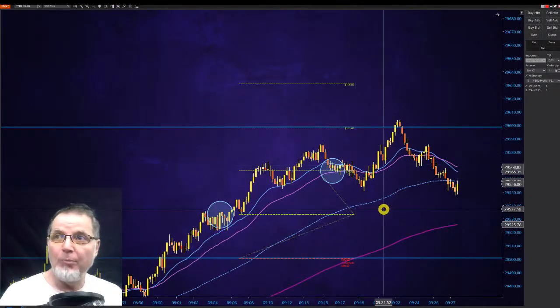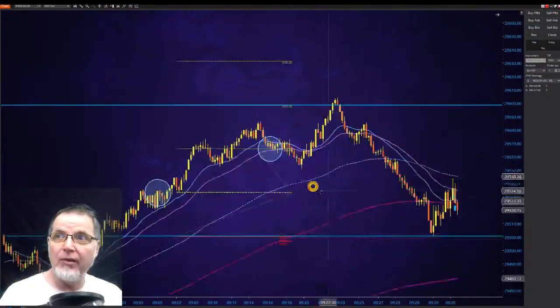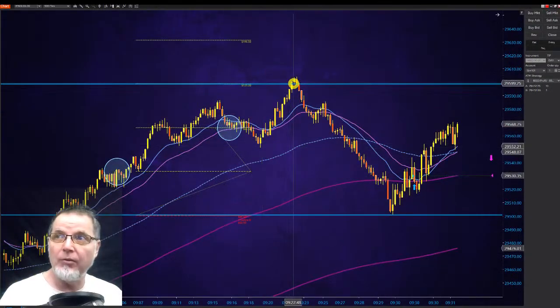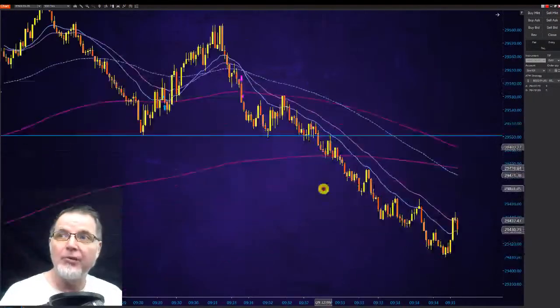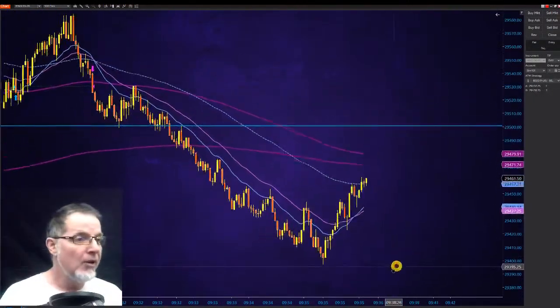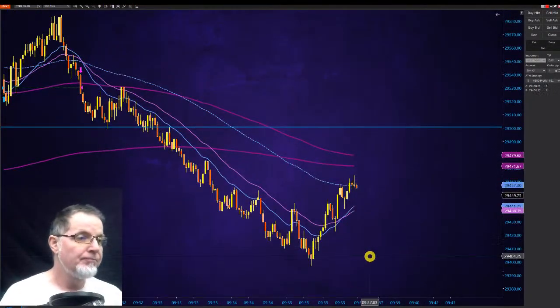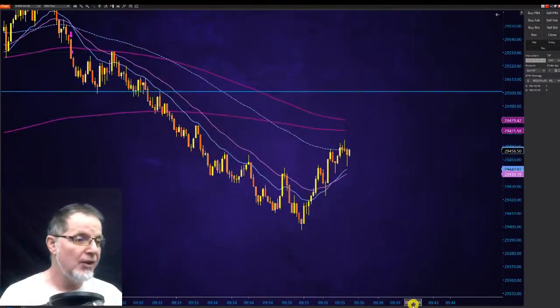And then the bell opened. It was too close to the bell opening. I don't like getting in it when the bell opens. As soon as the bell opened, look what happened. It dropped right down here. That's why I got out. Now the bell's open. Now we're going to be looking for, this is a short setup right here.